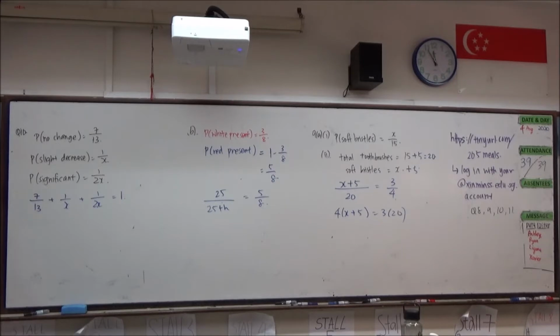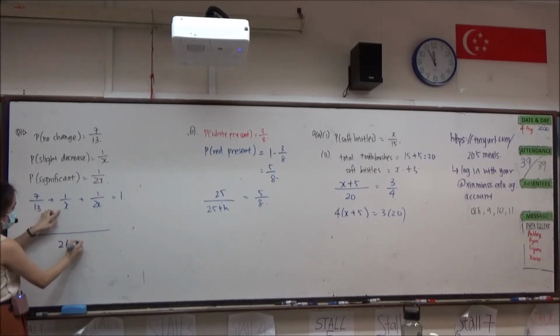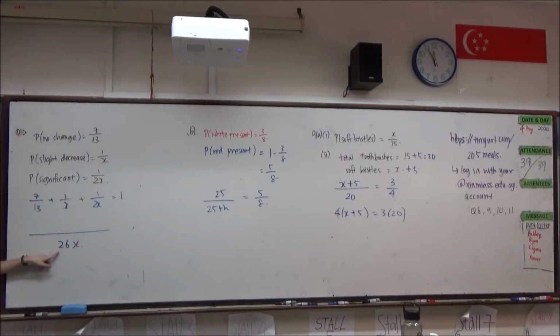What have we learned about solving fractional equations? Fraction add fraction add fraction, we must have the same denominator. So what is the same denominator that we will look for? 13, or x, or 2x, or something else? We look for 13 times 2, 26, and we keep the x, in order to have 26x.